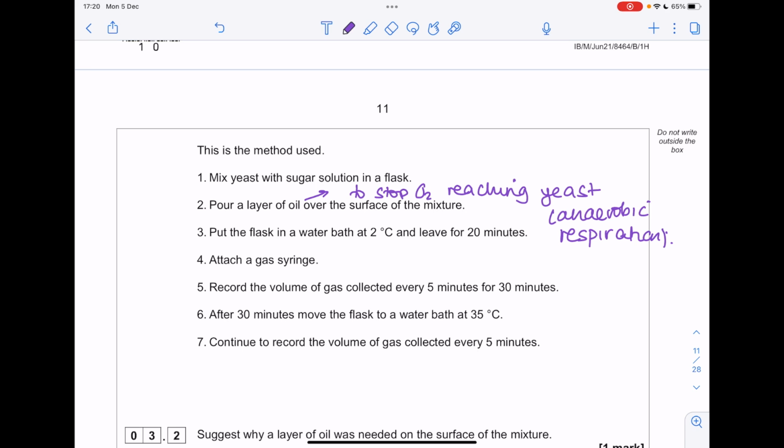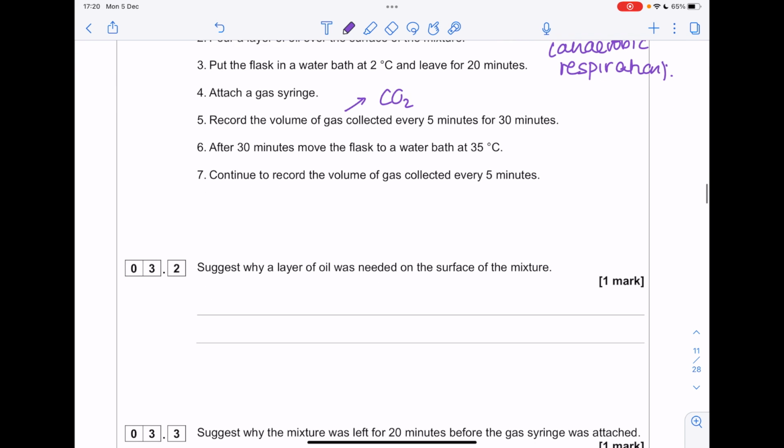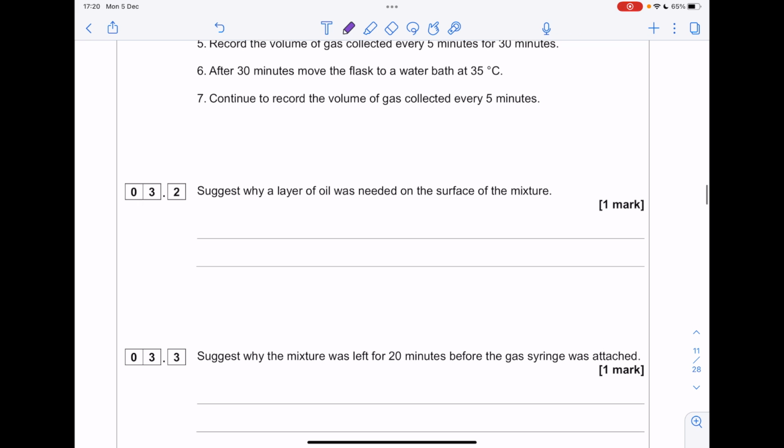Attach a gas syringe. Record the volume of gas collected every 5 minutes for 30 minutes. Remember that gas is going to be carbon dioxide. After 30 minutes, move the flask to a water bath at 35 degrees. Continue to record the volume of gas collected every 5 minutes.